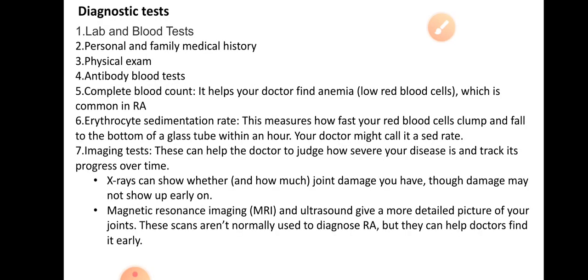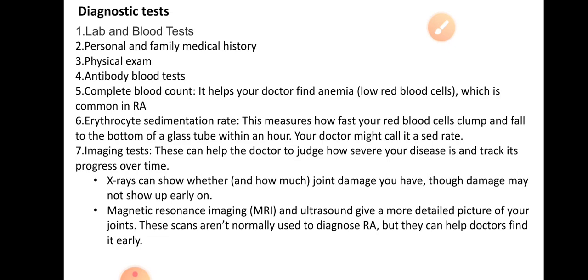Next, coming to the diagnostic tests. So we have a number of tests to diagnose rheumatoid arthritis. The first one is lab and blood tests: personal and family medical history, physical exam, antibody blood test, complete blood count. It helps your doctor find anemia, which is common in RA. The sixth one is erythrocyte sedimentation rate. This measures how fast your red blood cells clump and fall to the bottom of a glass tube within an hour. Your doctor might call it the SED rate.